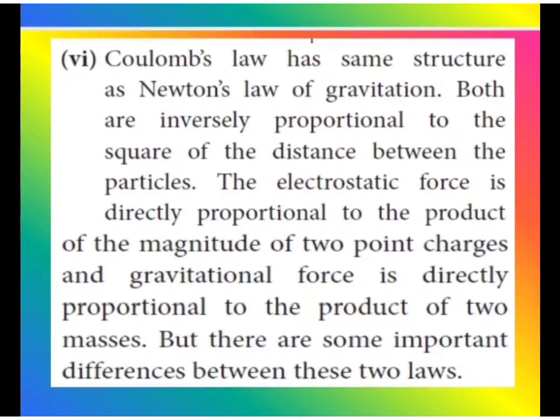Coulomb's law has the same structure as Newton's law of gravitation. Both are inversely proportional to the square of the distance between the particles. The electrostatic force is directly proportional to the product of the magnitudes of the two point charges, and the gravitational force is directly proportional to the product of the two masses. But there are some important differences between the two laws.